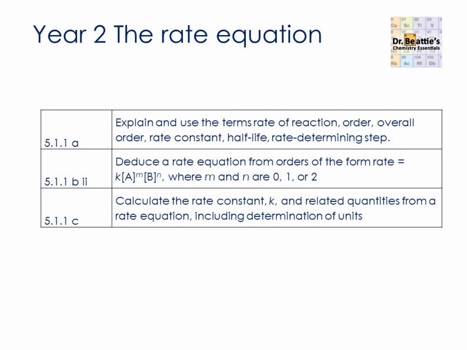So far we've been using the idea of rate of reaction. We've looked at the order of each of the reactants individually, putting them together to give you an overall order. We've touched on the rate constant k, and we're going to use this in a moment and look at it in more detail. Half-life and rate determining step we are not going to be looking at in this video, but later in other videos. We've looked at deducing a rate equation from orders, and now what we're going to do is look at calculating the rate constant k from a rate equation.